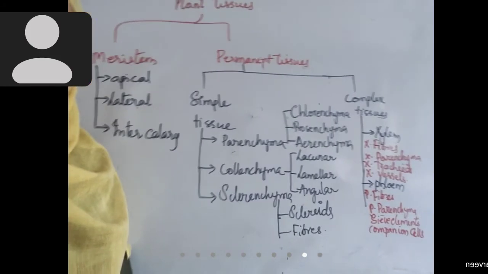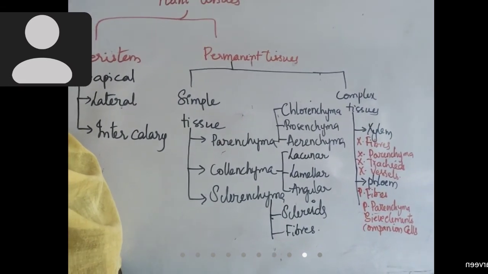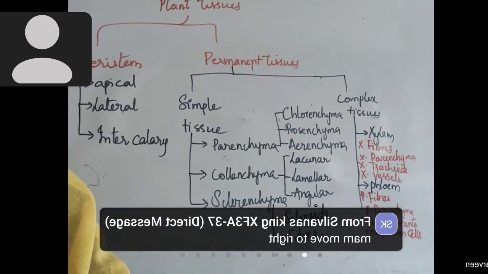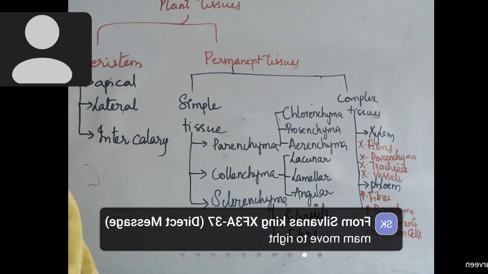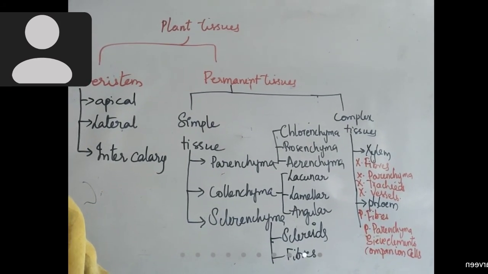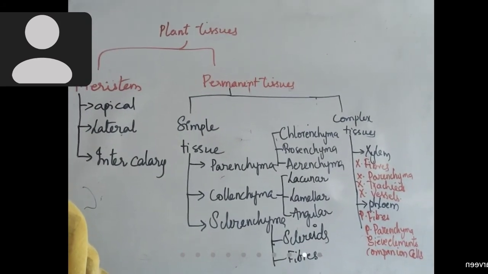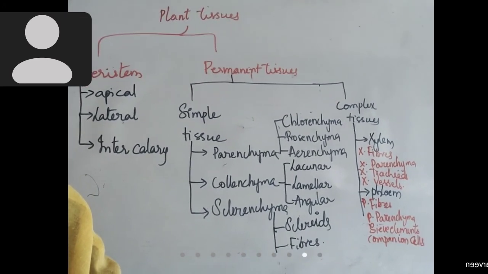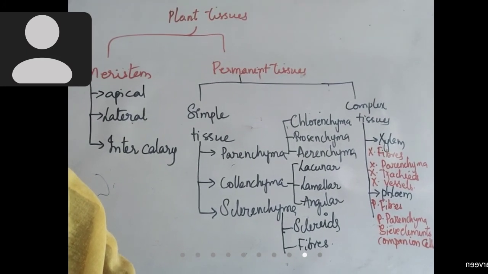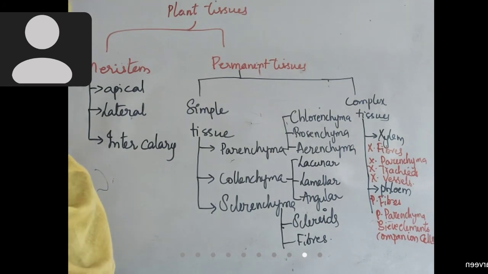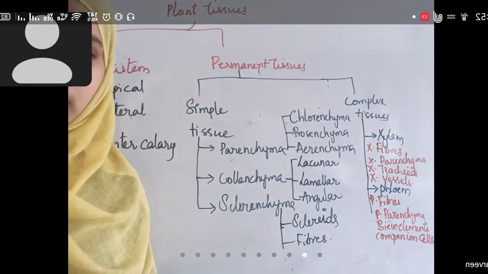So that is about the entire classification of plant tissues. That is the complete classification of plant tissues. Right? Okay. So with this we have completed our time also.